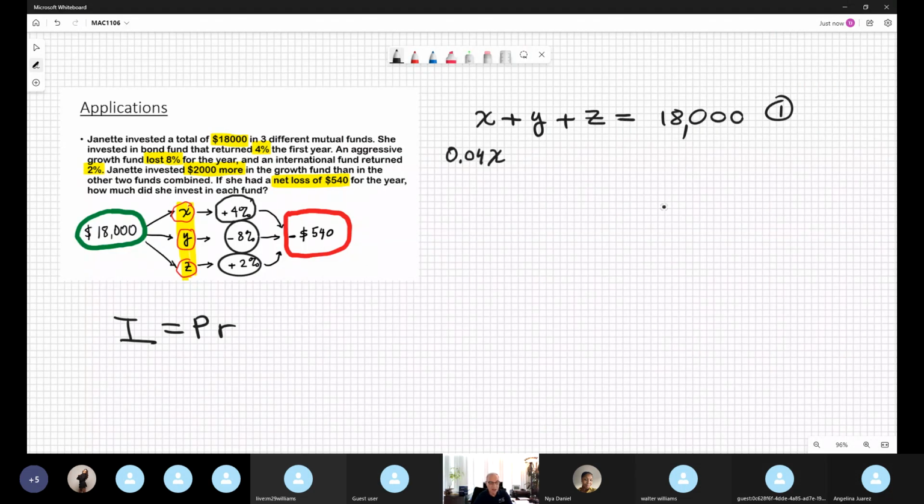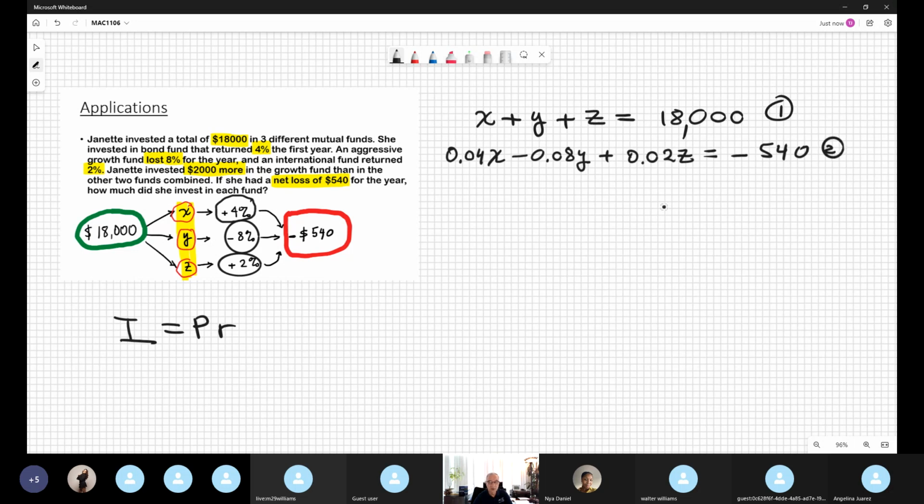Okay, do you understand it's necessary to convert the percentage to decimal? It's very, very similar to the other formula that we're using in the other chapter. No? So whenever you plug it in the formula, you convert the percentage to decimal. Likewise, minus, because it's lost money, minus 0.08y plus 0.02C is equal to minus $540.